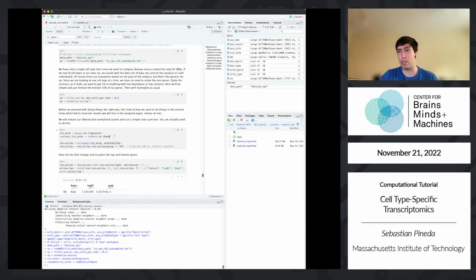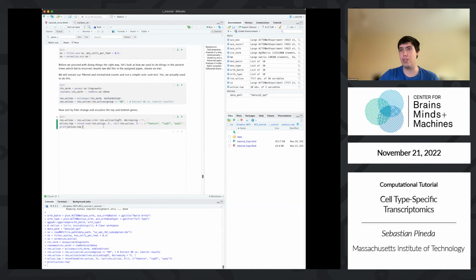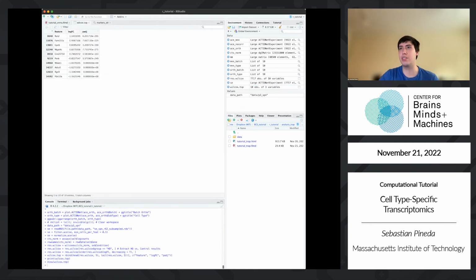And it's just going to do the Wilcoxon rank sum test, which is going to tell me what the differential expressed genes are. And then I'm going to put out the results specifically for HD versus control, right? So that's going to be quite fast. And the results look like this. I'm going to pull them up top. Okay, so these are just the top genes ranked by p-value.